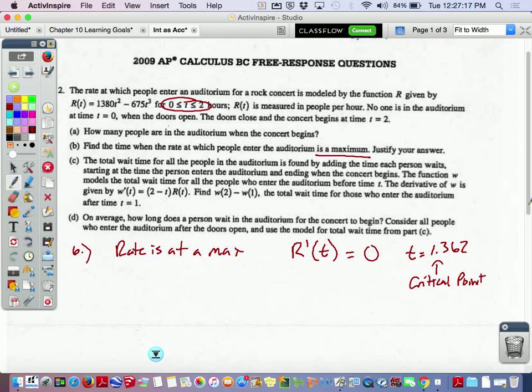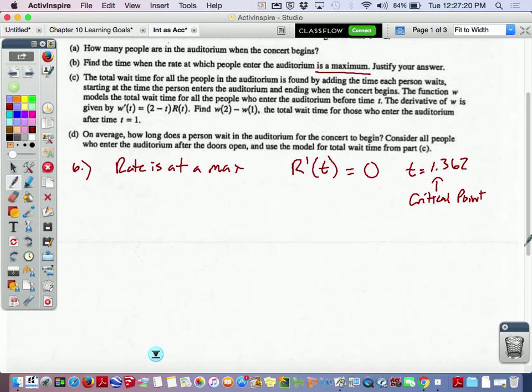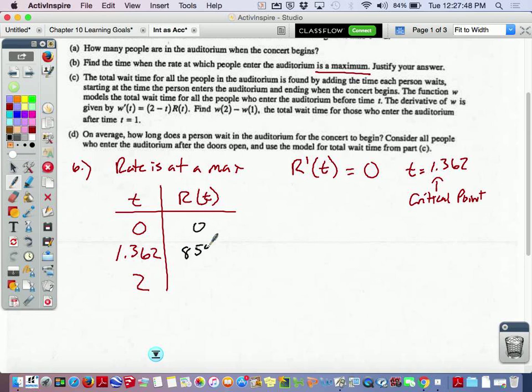For an absolute max, though, we have to test the critical point and the endpoints in a table. So the table that we're going to have is t and r of t. Our endpoints are 0 and 2, and then we're also going to test this critical point of 1.362. And we're going to plug each of those back into the rate. Again, use your calculator to do this work for you. And we will get the values 0, 854.527, and we'll get 120.